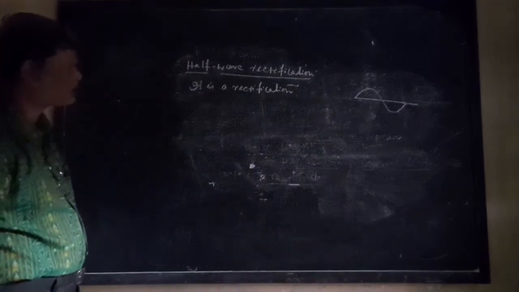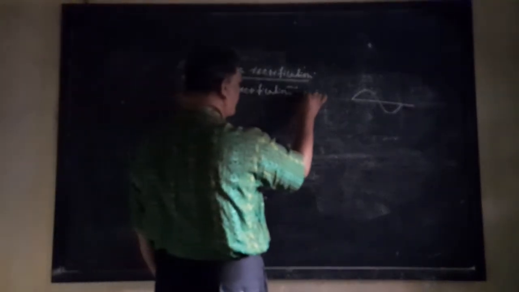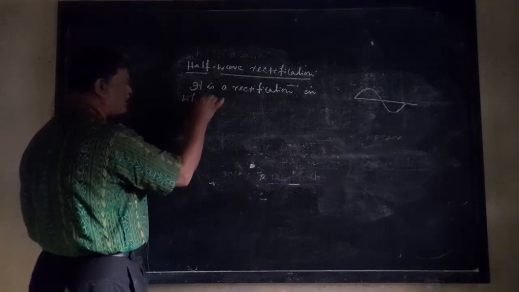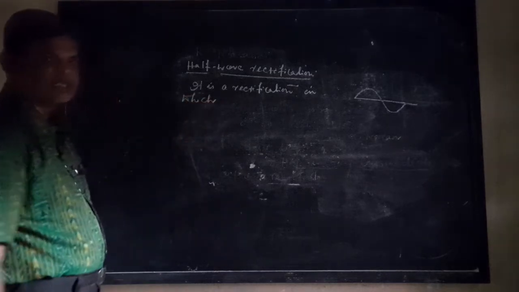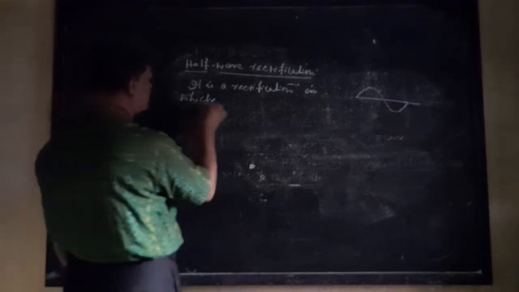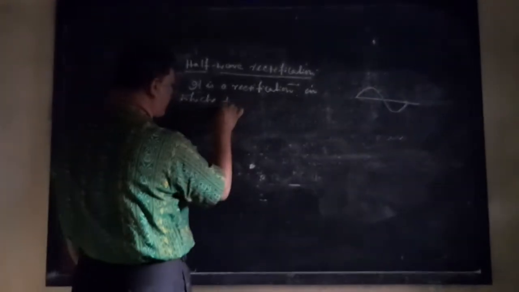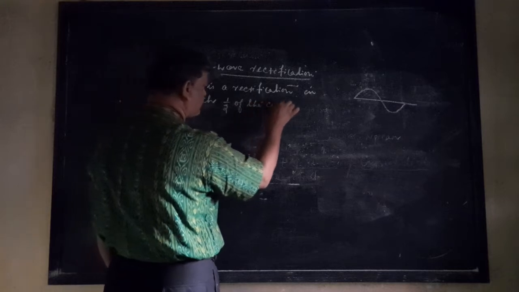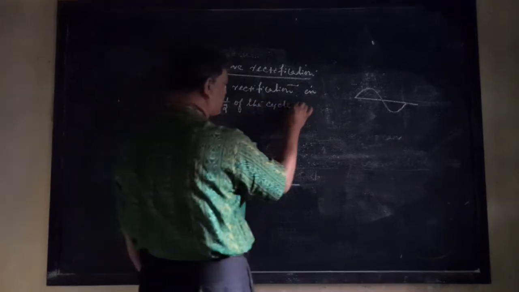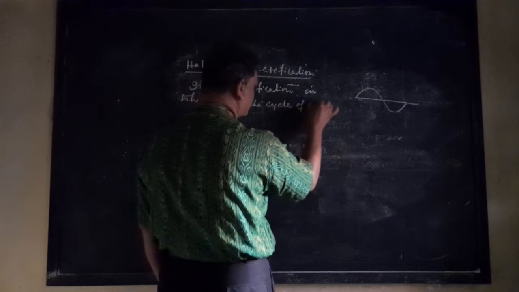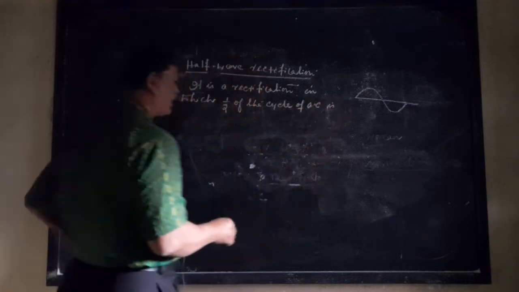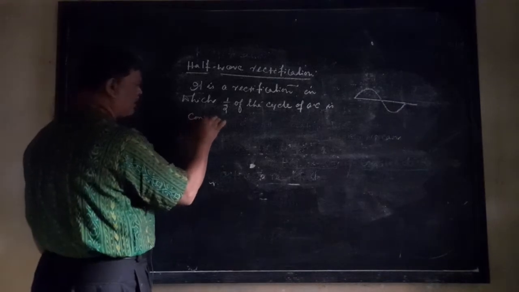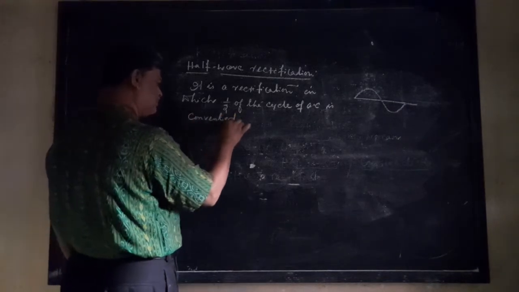It is a rectification in which half of the cycle of AC is converted to DC.